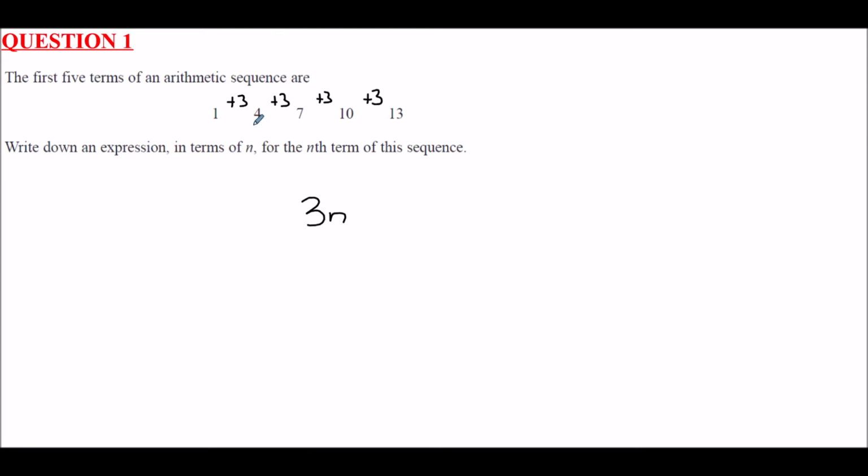So one method is to write down the 3 times table below our sequence: 3, 6, 9, 12, 15, and so on. Our sequence is lower, obviously. 1 is lower than 3, 4 is lower than 6, and so on. How much lower is 1 compared to 3? All these numbers are 2 lower. So this sequence is like the 3 times table, but 2 lower. So it's 3n minus 2.